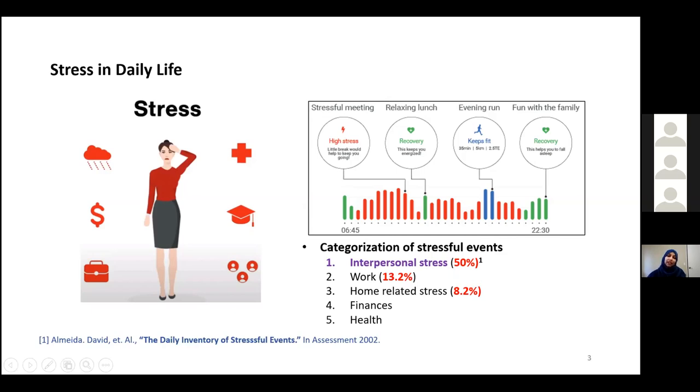The second highest stressor is work-related stress, where we can have deadlines or severe pressure at work. The third stressor in our life is home-related stress, which we face when maintaining our home, where we have so many chores to do in a short interval of time. The fourth is financial difficulties, and the fifth is health-related difficulties. So there are many reasons for stress, but in my presentation, I will be focusing on the first stressor, interpersonal stress, the stress that we face when we talk with other people in our daily life.